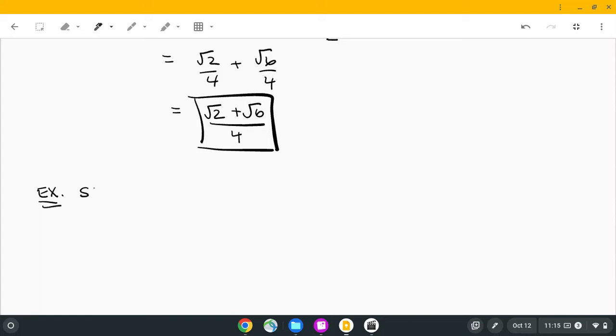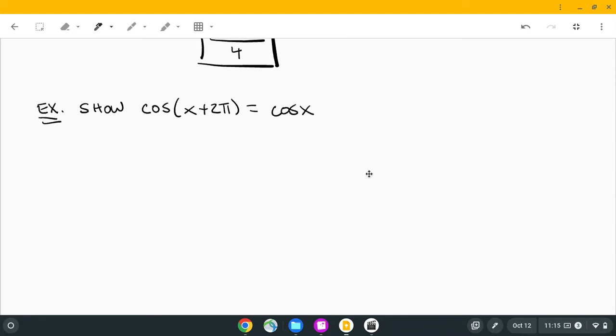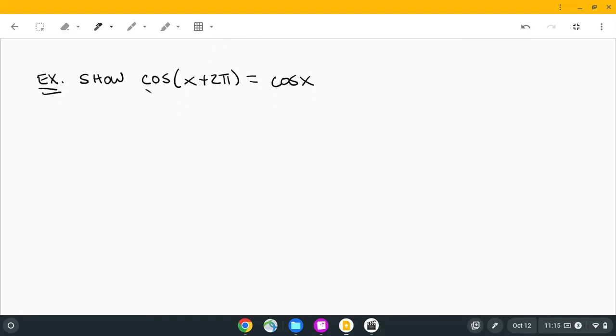All right, let's show that cosine x plus 2 pi equals cosine x. So this is kind of like your identities, right? Prove that this is true. All right, so let's choose a side. I'm going to go ahead and choose this side because that's the side that looks a little more complex than the other, right? So cosine x plus 2 pi. And now I'm going to try to get that to look like the other side, right?